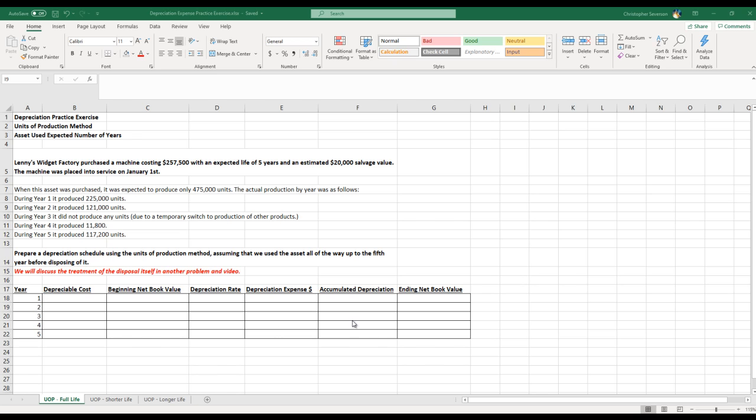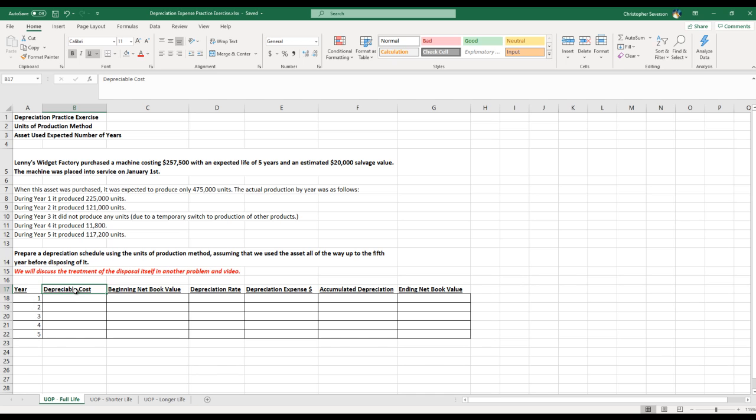Now I've prepared a kind of in-depth depreciation schedule. What I mean by in-depth is that it really includes more columns than you would normally need, but it's to serve a purpose: to show you the different pieces of information we might have regarding a particular asset and its depreciation. So I'll go through that. We have 5 years, and the first thing we have is the depreciable cost.